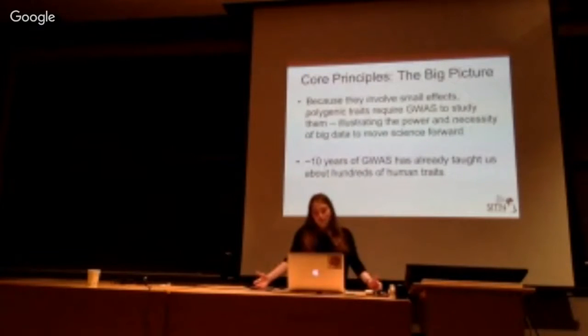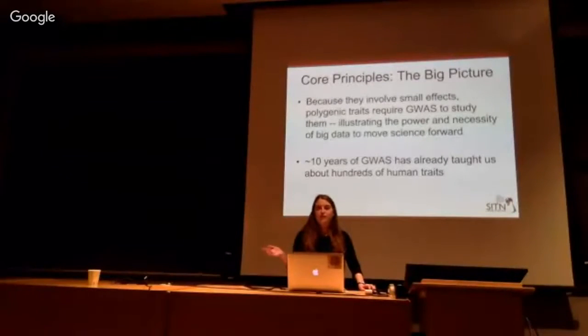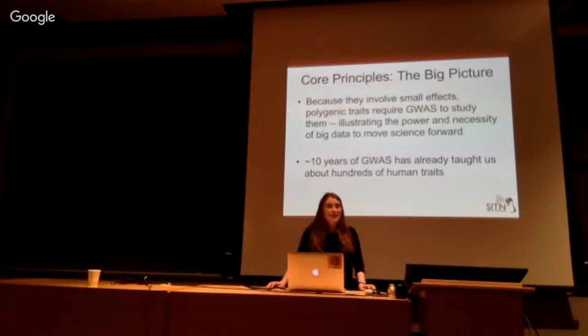So, in general, when we think about polygenic traits, because they involve small effects, we really need GWAS to study them. You really can't get at these tiny effects without an approach like GWAS, where you use all these people. That illustrates both the power of big data to move science forward, because in these 10 years of GWAS we've already learned about hundreds of different traits, but also that it's necessary. In this area, at least, we can't make progress without these types of approaches, because of the nature of what we've discovered, which is that these things all have really small effects.